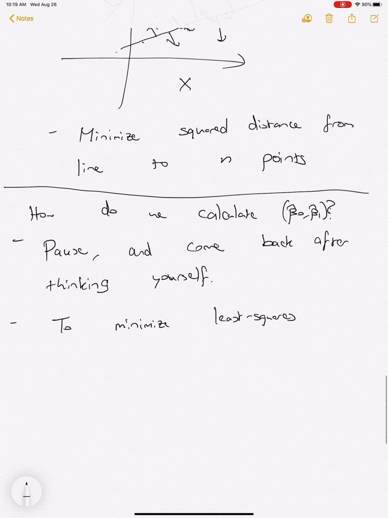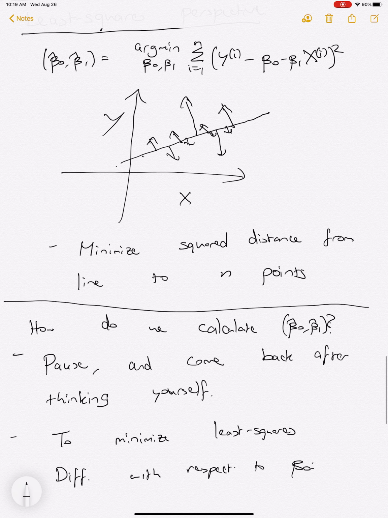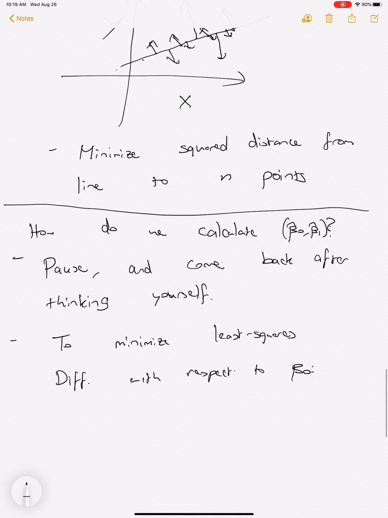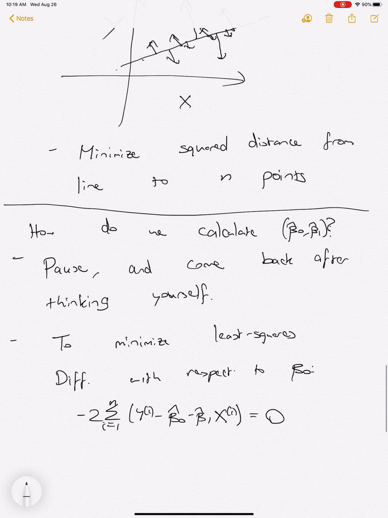So if we differentiate this least squares objective with respect to beta 0, what do we get? We basically just get that we have a constant in there, so that just leads to the sum being equal to 0. If we differentiate what's inside, there's a negative here, but that doesn't really matter because we set things to 0.